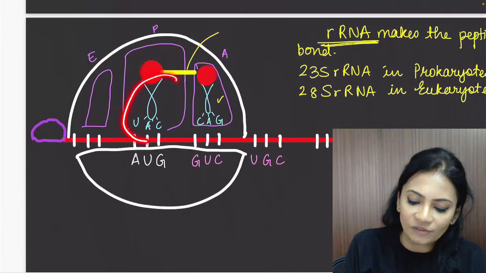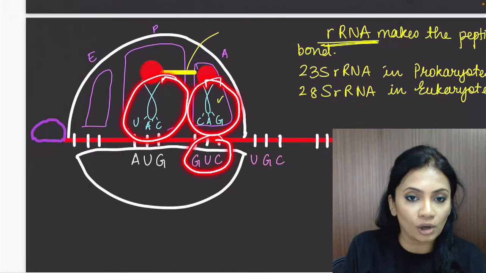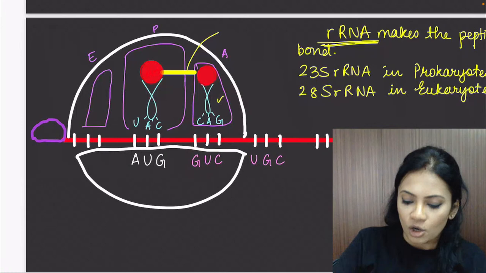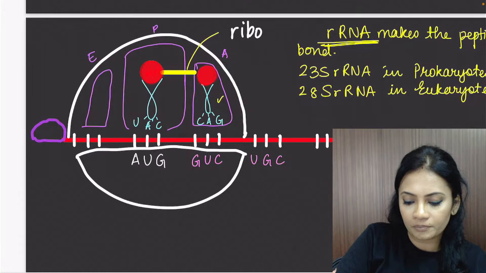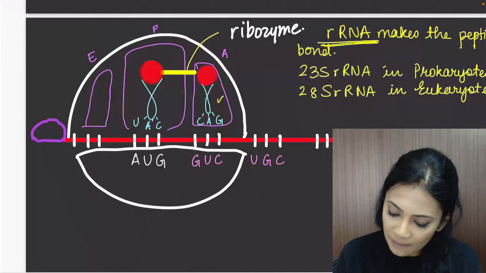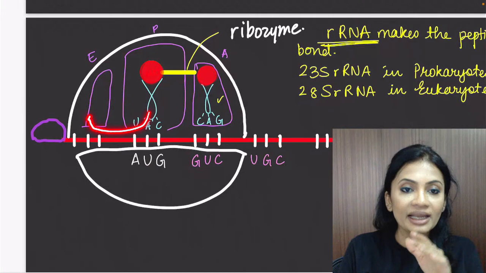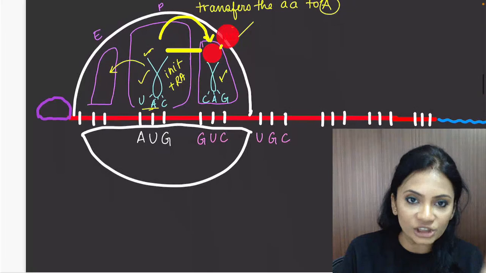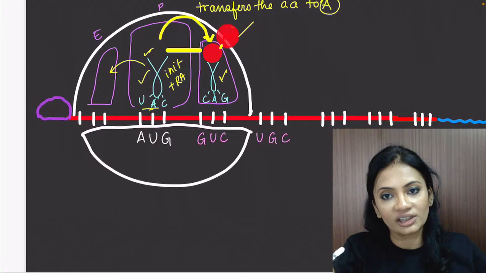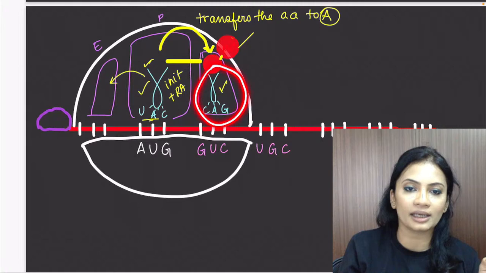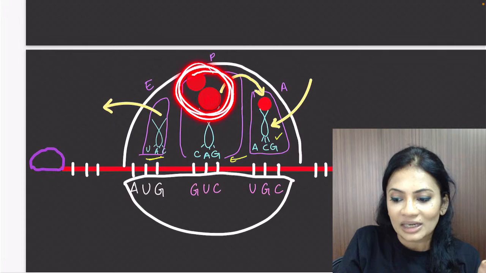Now you have this initiator tRNA, and one more tRNA according to this codon. Who is responsible for forming the peptide bond? Ribozyme. Ribozyme will help in forming the peptide bond. Fine? Then the tRNAs shift their sites. Once they shift the site, the tRNA will transfer the amino acid to the second tRNA. So now this is your dipeptide which has formed.